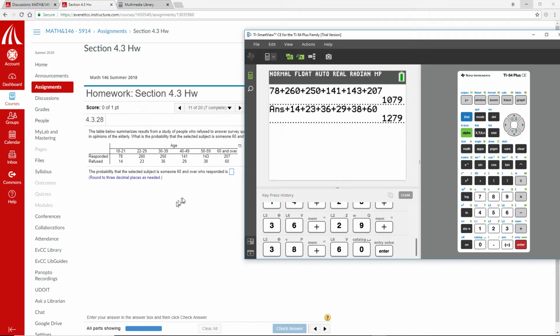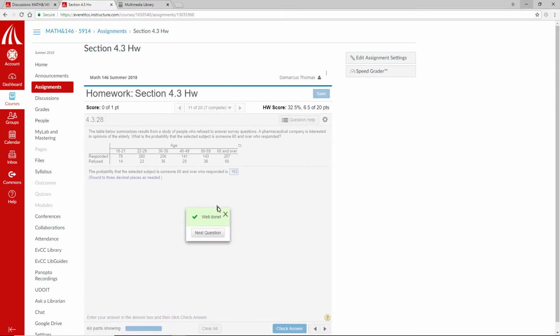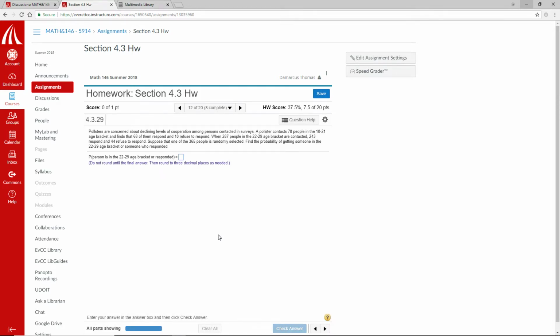And so what I'm getting is 207 divided by the full amount, which is 1279. And they want me to round this off to 3 decimal places, so that's 0.162. 0.162 is good. All right. Doing well. We are doing well.